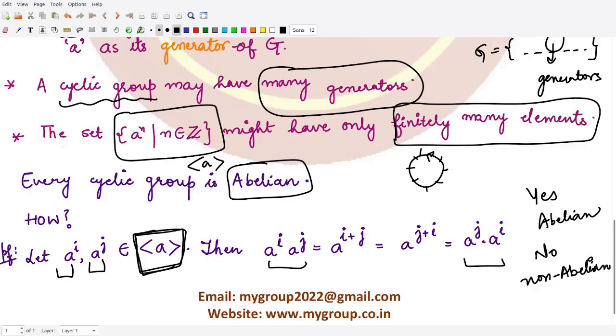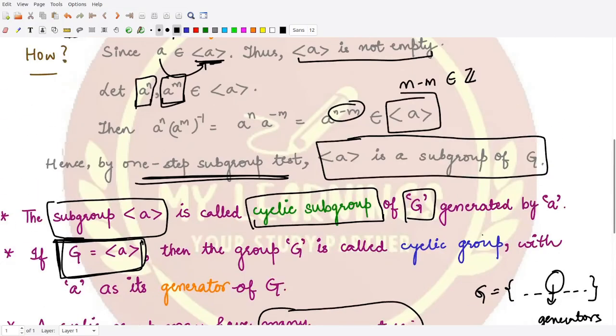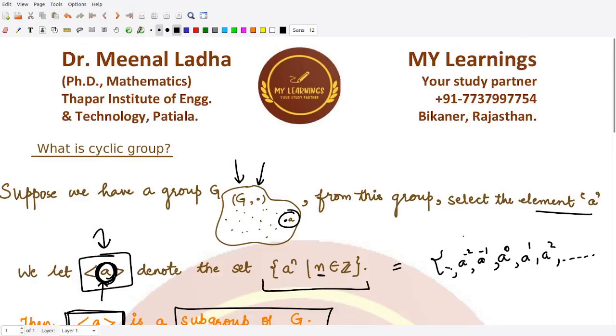So according to this, we have a to the power i times a to the power j equal to a to the power i plus j, right? This is equal to a to the power j plus i. So this is equal to a to the power j times a to the power i. So this is the result. This is a basic introduction to cyclic groups.